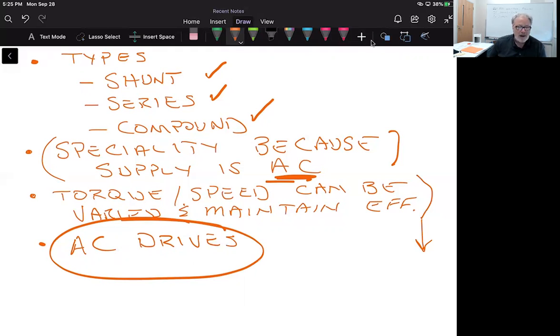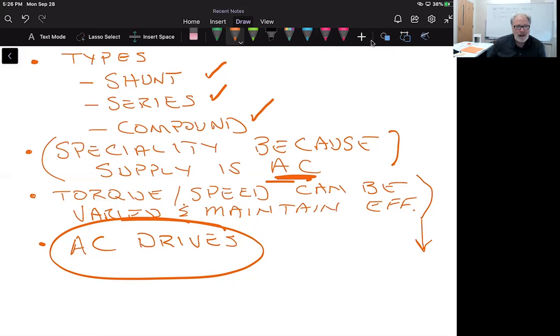And an AC drive, and we'll talk about this throughout the rest of the semester, allows us to do many of the things that we used to could only do with a DC machine with an AC machine. And just the real quick version of that is that you can take an AC input, rectify it, convert it to a DC, and then apply it to whatever the application is. So anyway, we'll get into that in greater detail as we go forward.